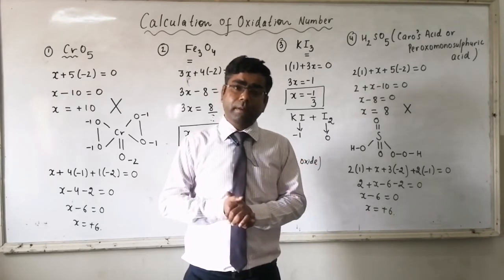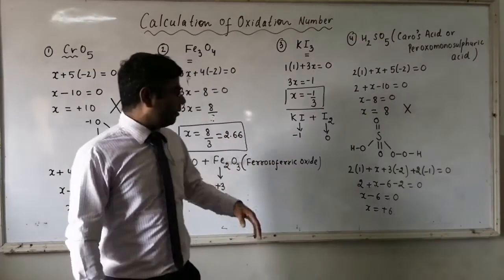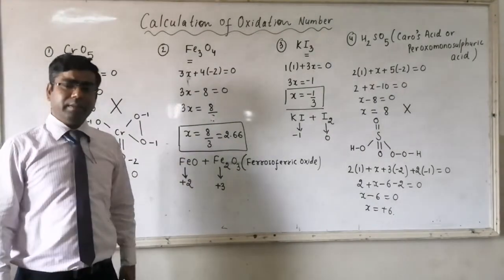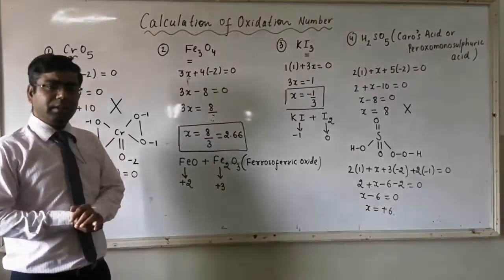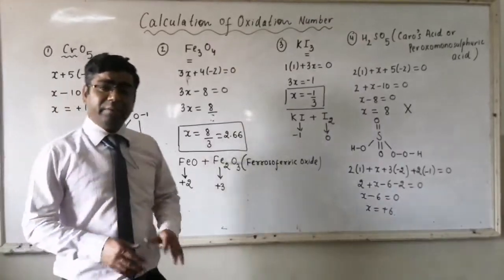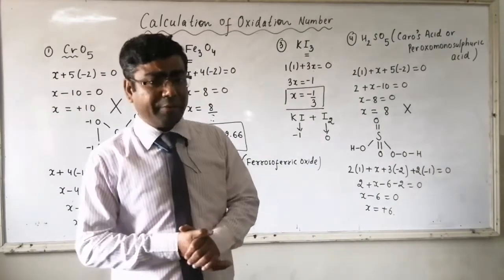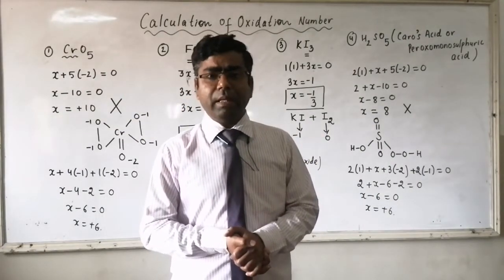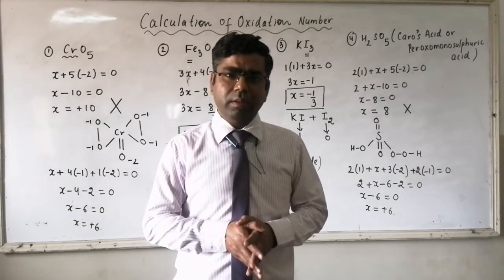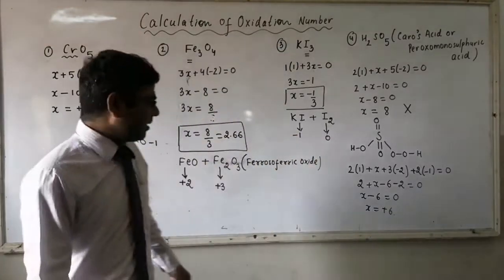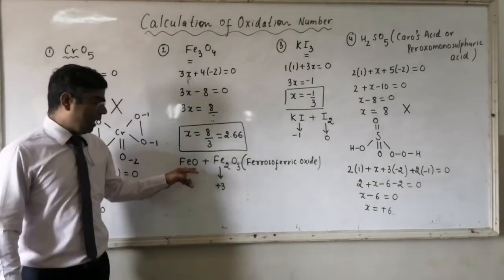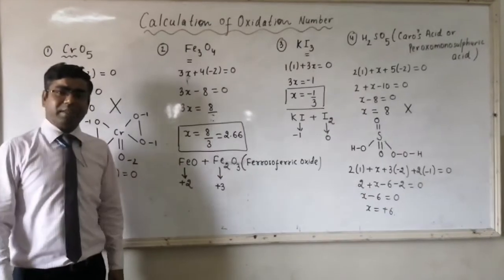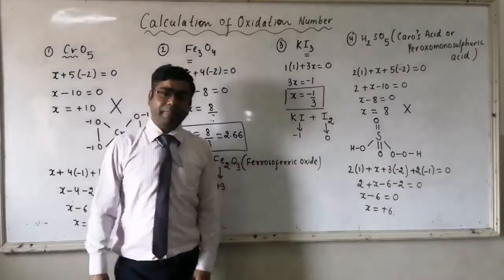So why are we getting a value of 2.66 for Fe? It's very simple. This is the average oxidation state of Fe in Fe3O4. Fe3O4 in reality is a mixture of FeO plus Fe2O3, ferrous oxide and ferric oxide, which is also called ferroso-ferric oxide.